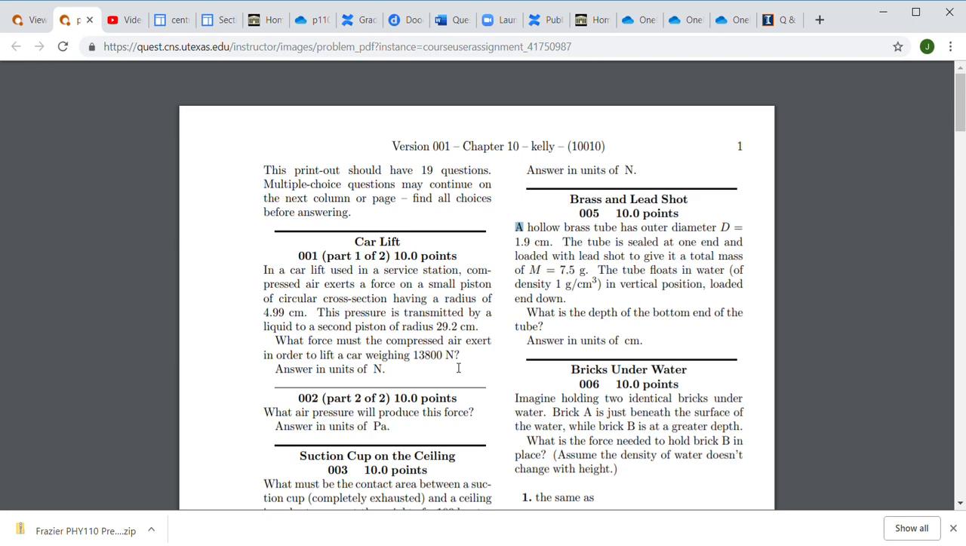In each case we can calculate the area as pi r squared, where I would convert the radius to meters, and that would give us an area in square meters. And the force required at the car end, of course, is 13,800 newtons. So we know A1, A2, and F2. The only question is, what is F1? And we have F1 over A1 equals F2 over A2.